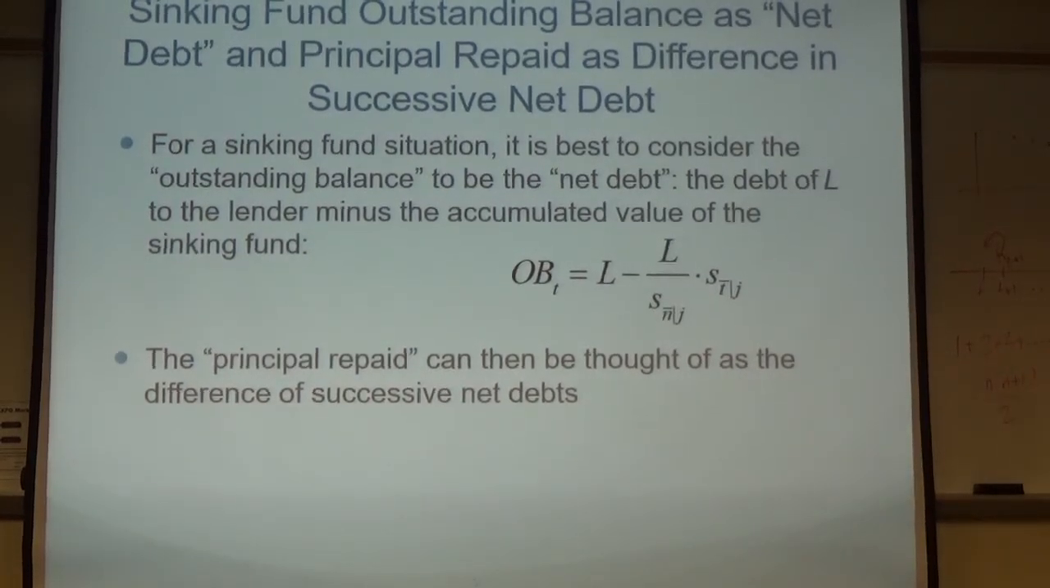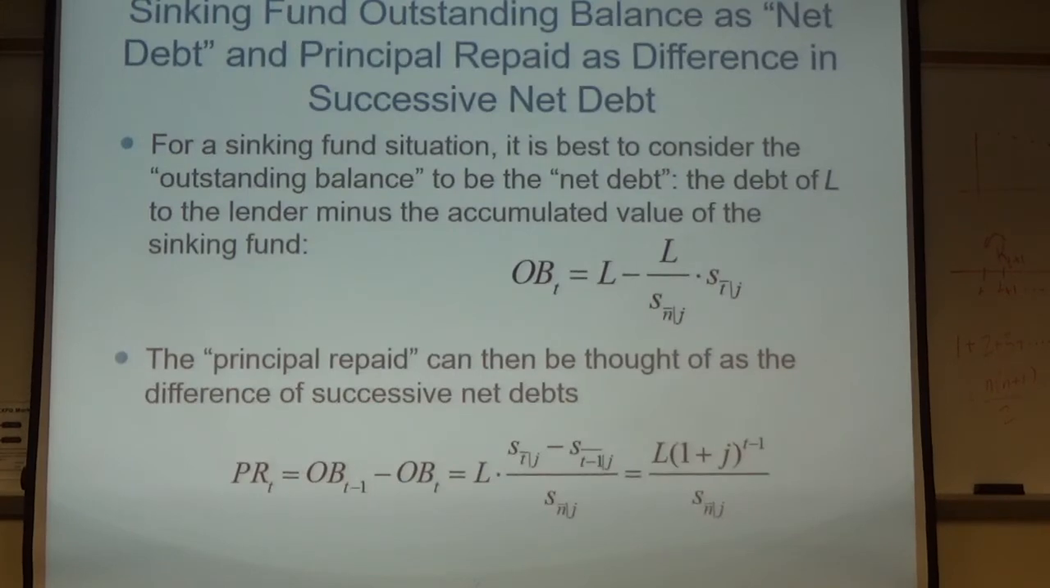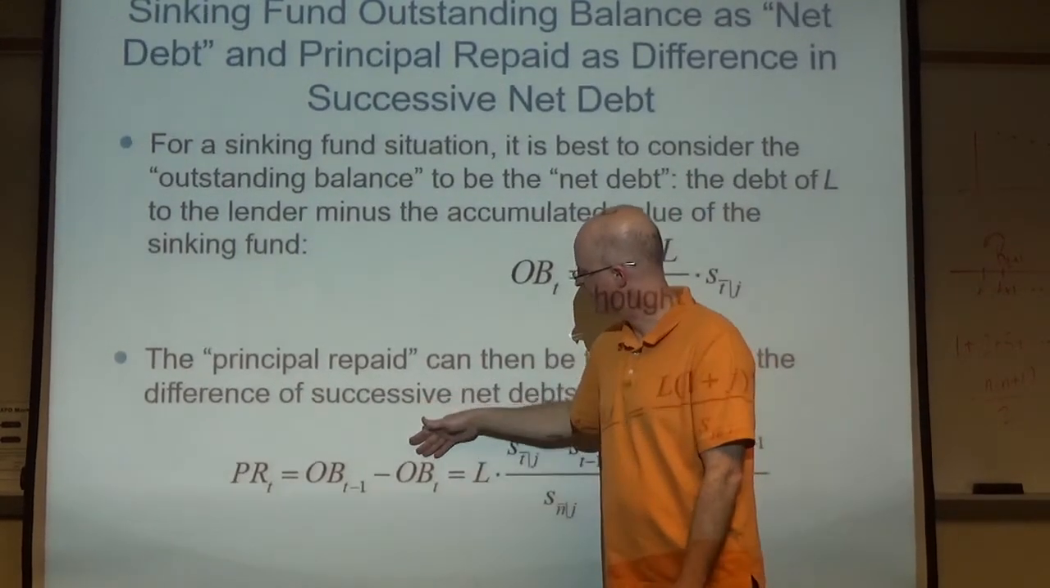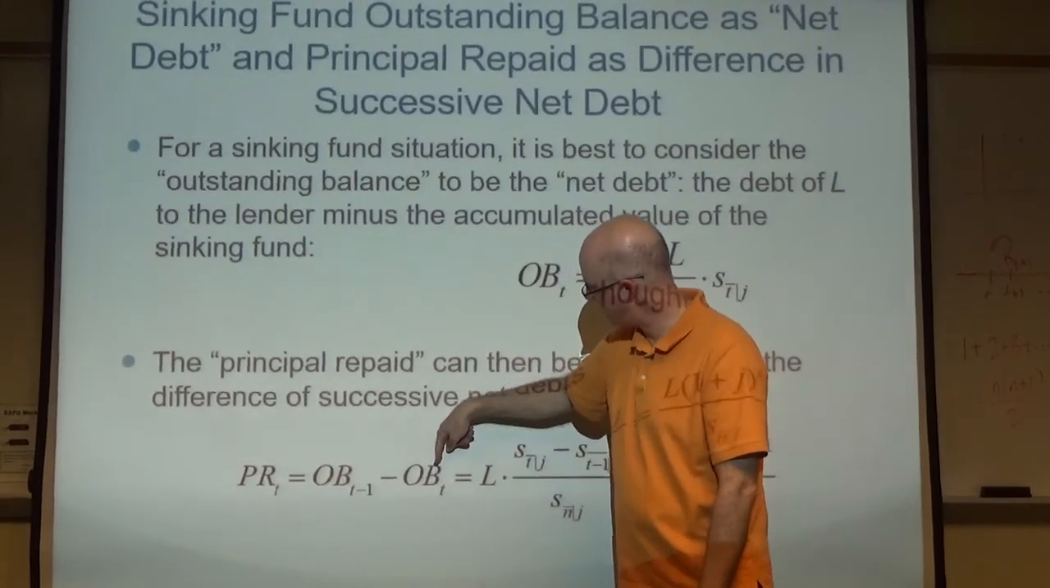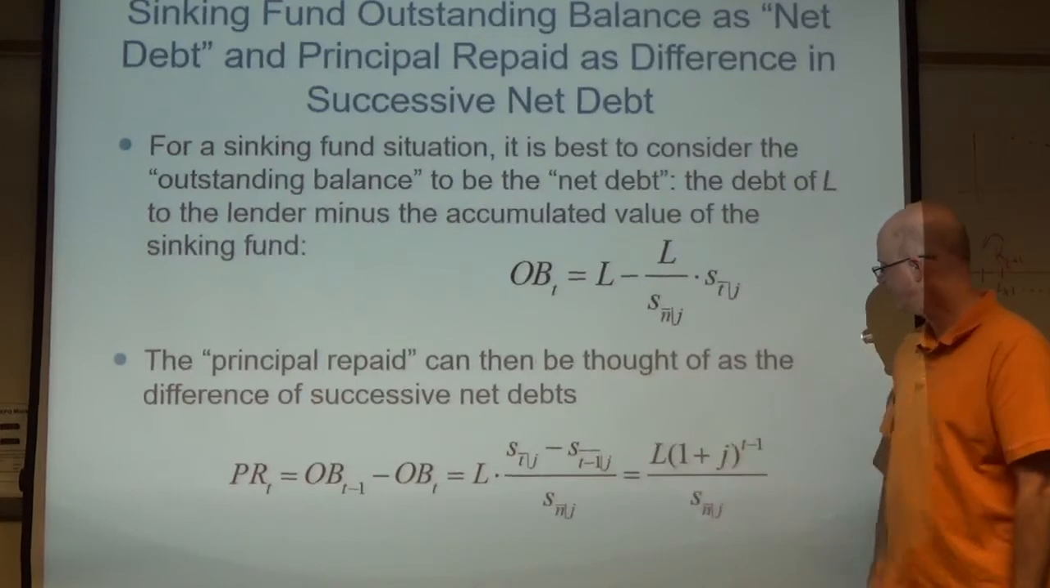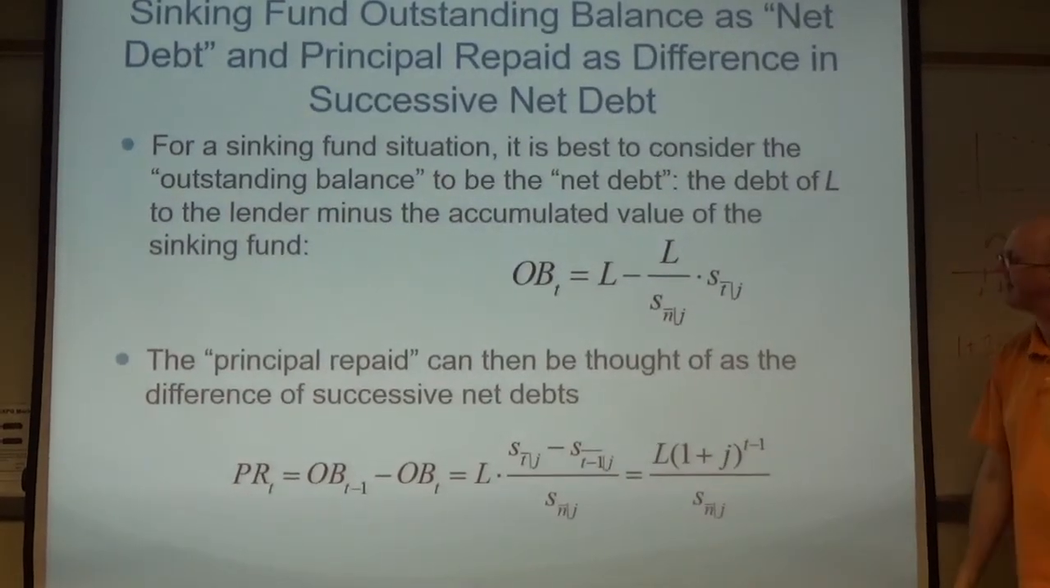Principal repaid can then be thought of as the difference of successive net debts, so you can use this equation down here. This difference, again, should typically be bigger than that. Your outstanding balance is going to go down typically over time. Use this formula, plug it in there, do some algebra, and you can simplify it to that.